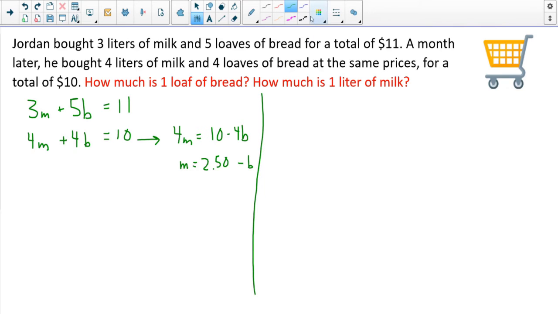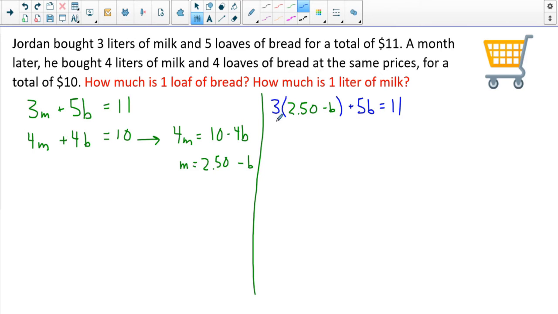So let's go ahead and do that. This is going to be 3, and instead of M, I'm using what I just solved here. So instead of M, I'm going to substitute 2.50 minus B, right? And then the rest of the equation was plus 5B equals 11. All right, so I'm just going to solve this equation, and this will give us our answer for B, the price of a loaf of bread.